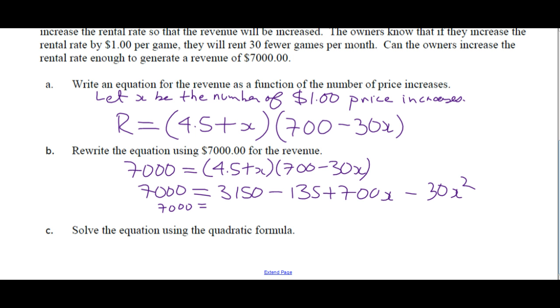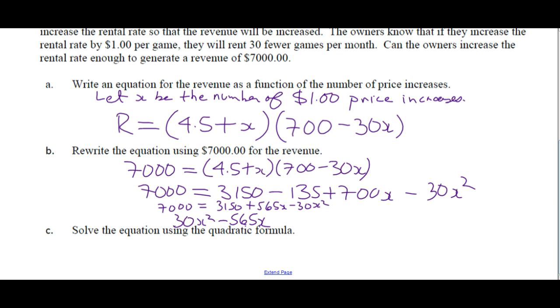So 7,000 equals 3,150. I want to collect these two terms, right? So 700 minus 135, which is 565. Check the math. Okay, so plus 565x minus 30x squared. We're moving the right side to the left side, so I'll get a positive 30x squared minus 565x, and then 7,000 minus 3,150.